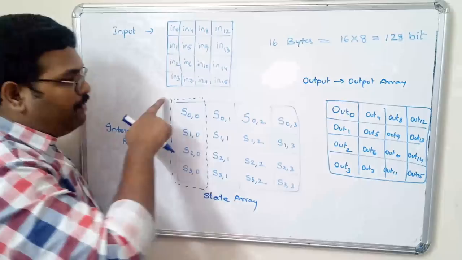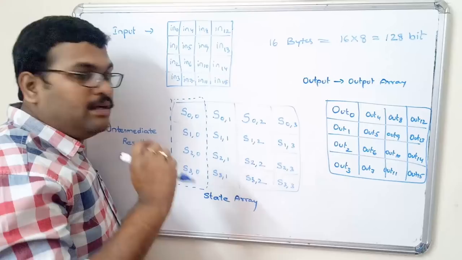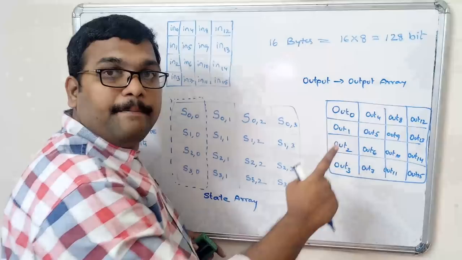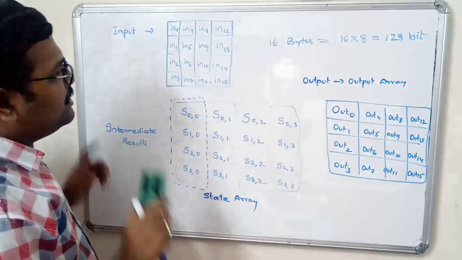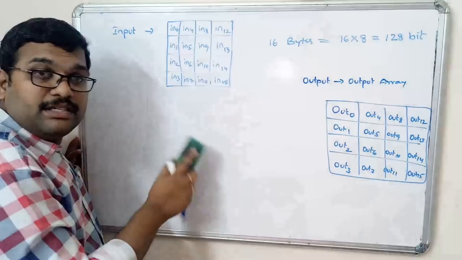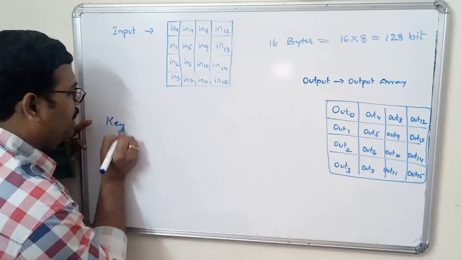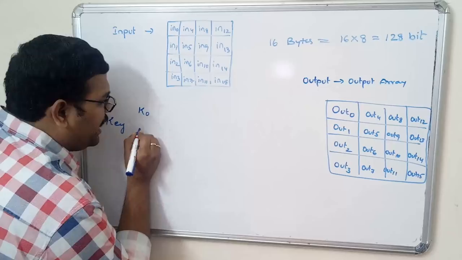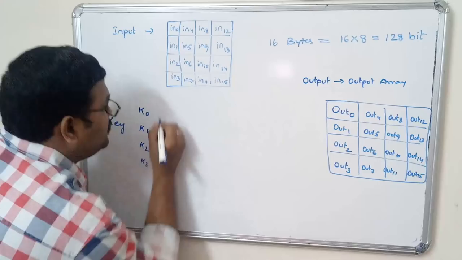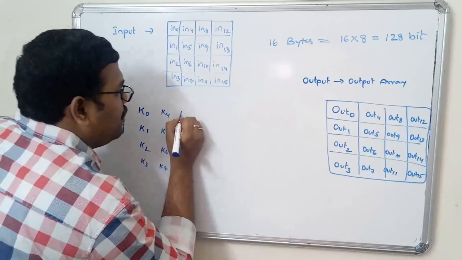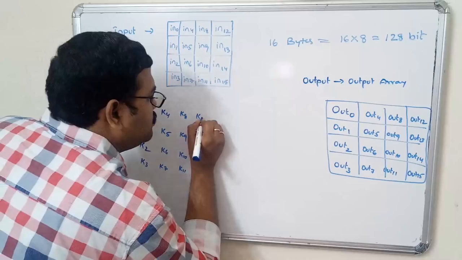Similarly, we consider each column as one word, so in total 4 words. So this is the state array, and this is the output array. The state array is used to store the intermediate results. So all these are the representations, right? Similarly, the key. What about the key? The key is also 128 bits, and it is also stored as a 4x4 table, bytes 0 to 15. So this is the key.